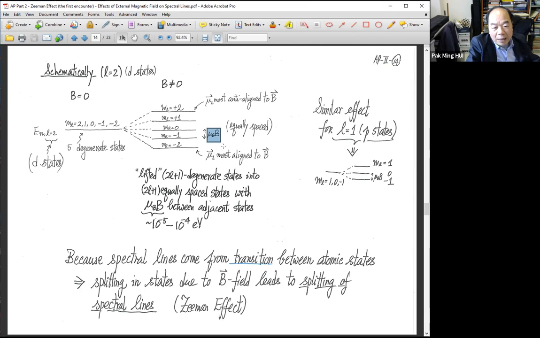Now, similarly for P state, L equals 1, you have this. Now, after the break, we will discuss the transition. So you have some P state split, S state not splitting, simple picture. One line, no field. Get me? Three very close nearby lines when you turn on the B field. One line becomes several. That is the Zeeman effect, explained by simple quantum mechanics. I hope that you are happy. And then we take a short break.